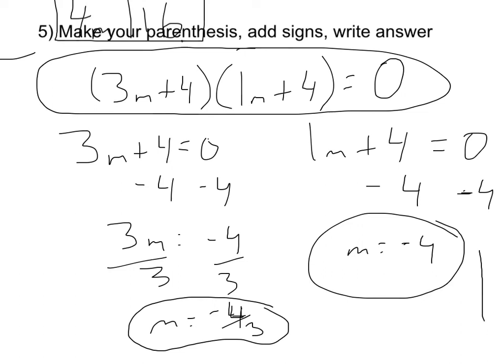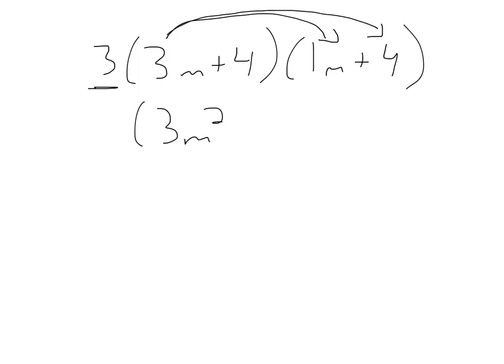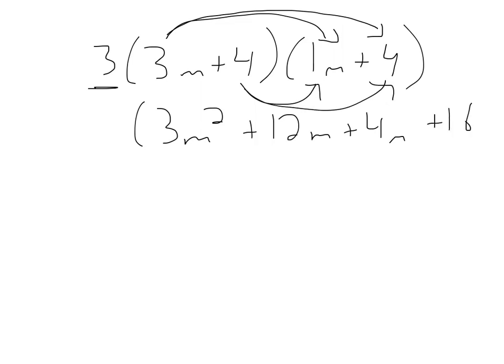I meant to say 3, don't forget to put that 3 there that we pulled out from the beginning. So the last thing you can do is distribute and check to make sure you're correct. So let's put this 3 to the side right now. What we do is take this 3m times 1m, and in parentheses that gives us 3m squared. And then we have 3m times 4, and that gives us plus 12m. 4 times 1m gives us plus 4m. And then 4 times 4 gives us plus 16.